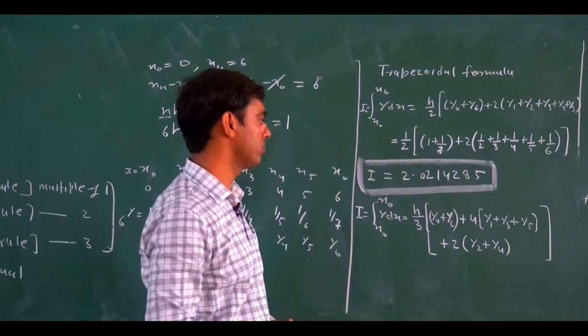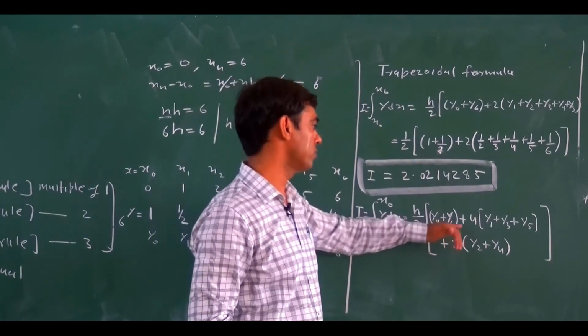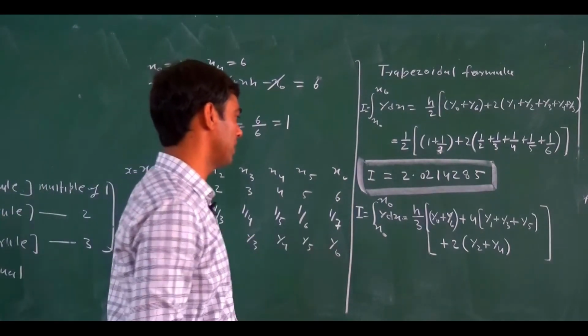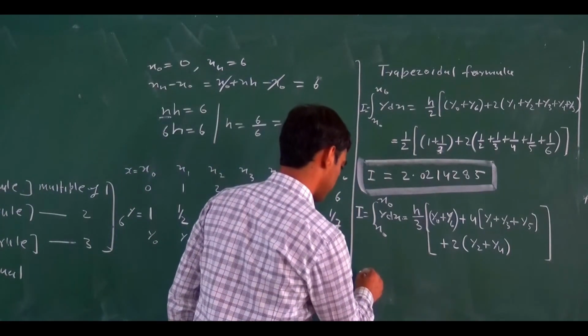Now we put in the values of y0, y1, y2, y3, y4, y5 and y6 here. Then what is the value?